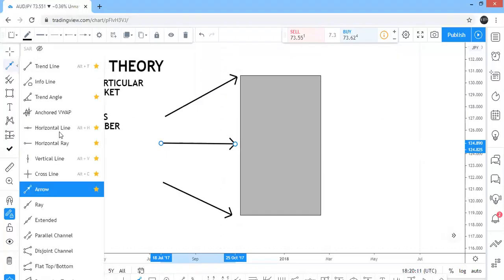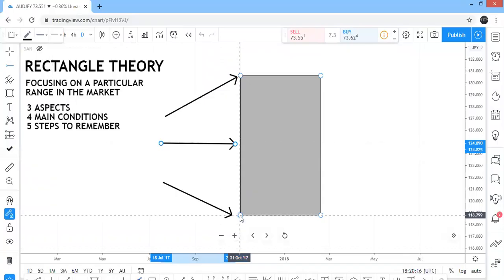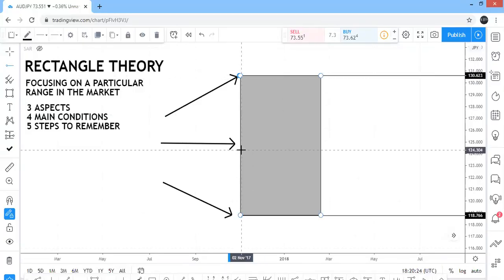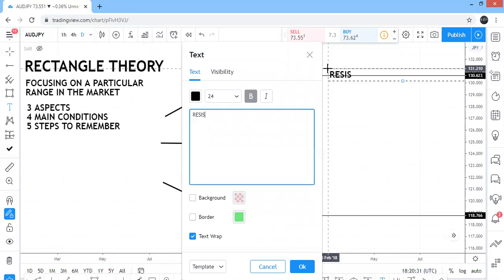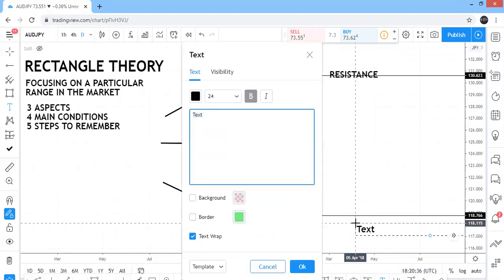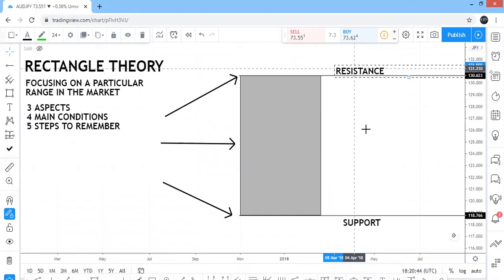Every rectangle should have a floor or support, and it should have a resistance, and it should have a middle zone that will allow you to make the decisions from that point. So the top of the rectangle is your rectangular resistance. The bottom of the rectangle is your support. So we already have 2 of those aspects. But the main aspect you need to be able to look at is what happens in the middle.